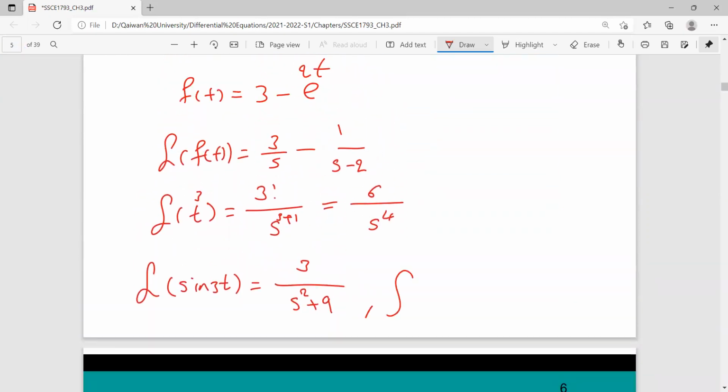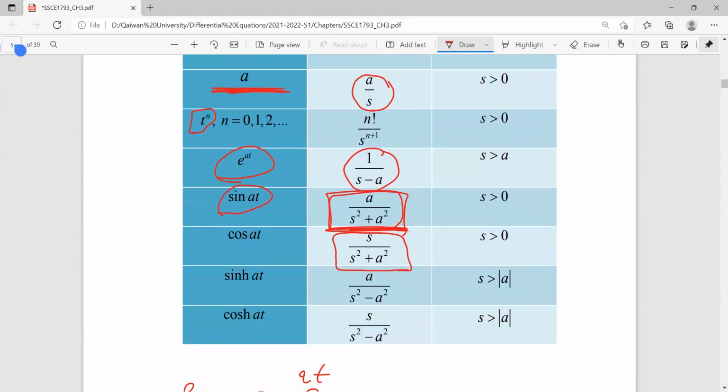So the Laplace transform of cosine 3t, it equals to what? Equals s divided by s squared plus a squared, which is 9. This is the rule for cosine.